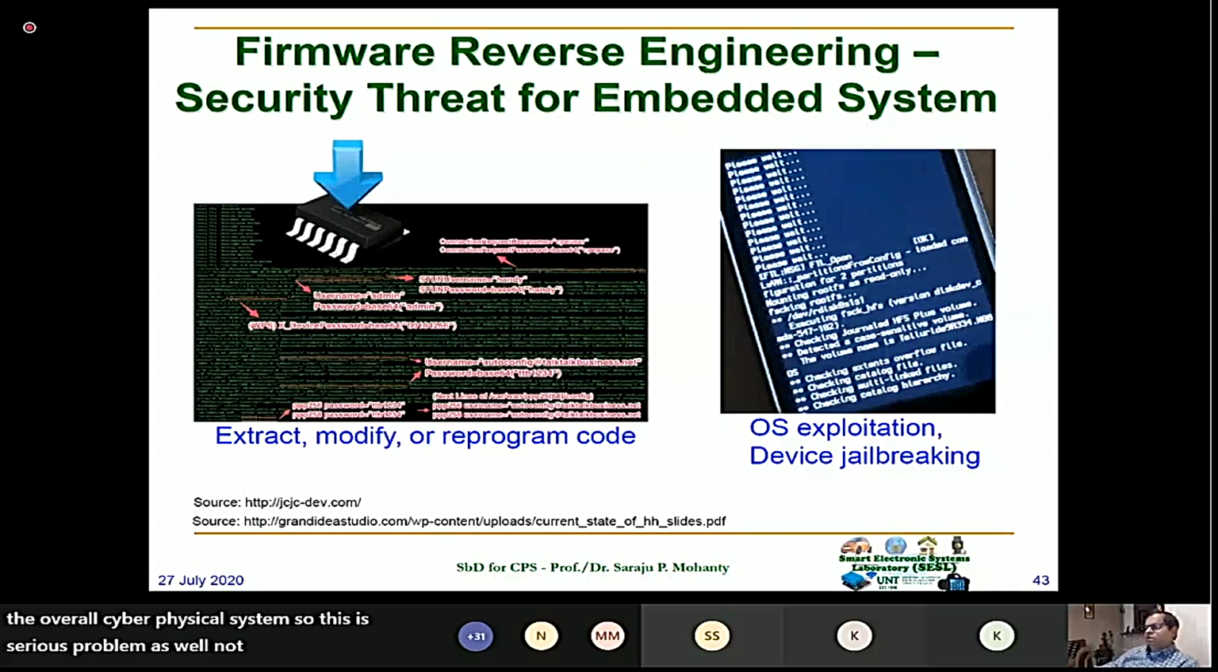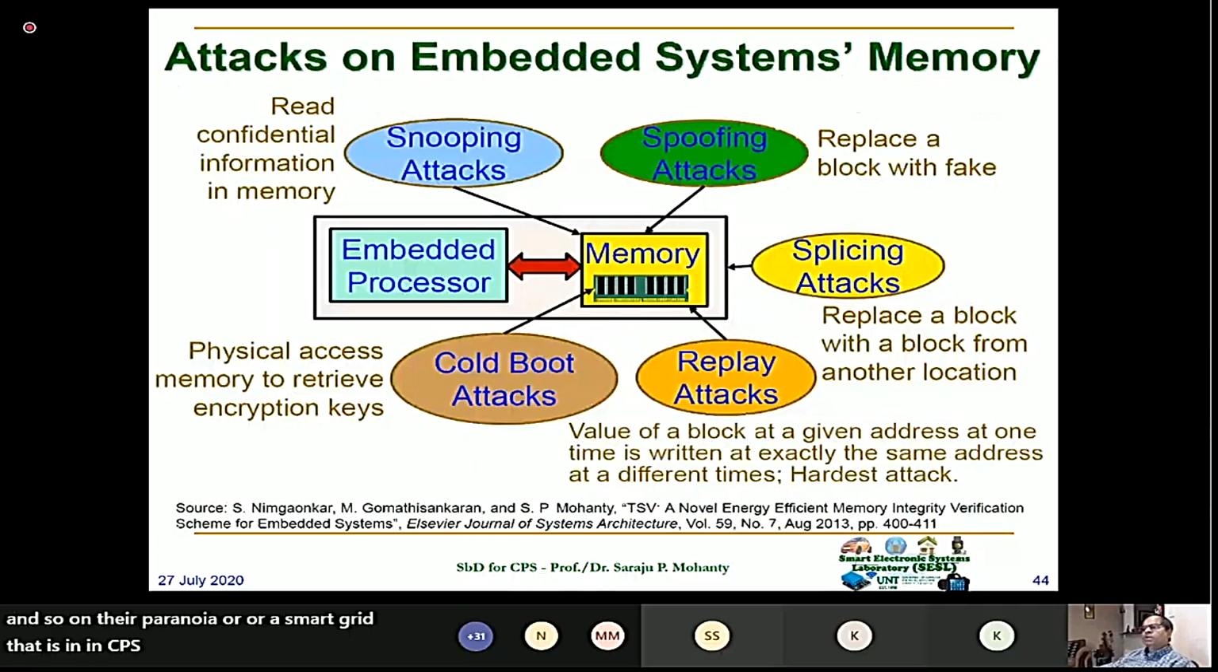Not just software, which a lot of people are working on. I discussed many hardware aspects where security problems can happen, and firmware is an equally important thing. For example, in transportation CPS, or a smart grid, that is NLCPS, firmware hacking can be a serious problem.